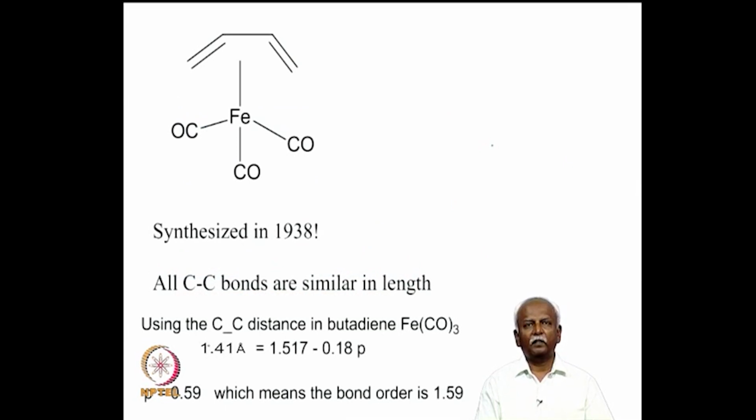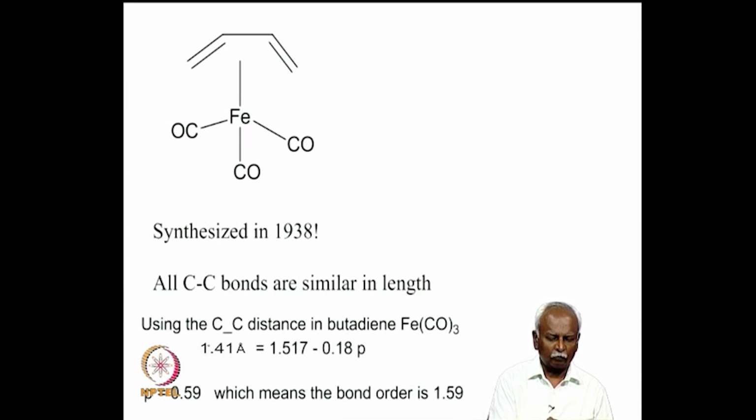Let us take a look at the complex that is formed by butadiene and iron tricarbonyl. This was probably the first tricarbonyl butadiene complex that was synthesized, way back in 1938. Long before ferrocene was discovered, this molecule was known. What is interesting is that the carbon-carbon bond lengths in this butadiene complex are almost the same. All carbon-carbon bonds are approximately 1.41 angstroms. So, this equation should be written as 1.41 angstroms.